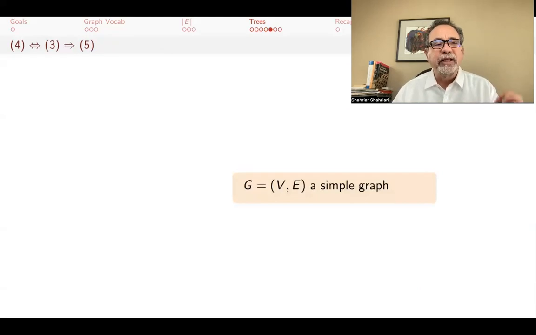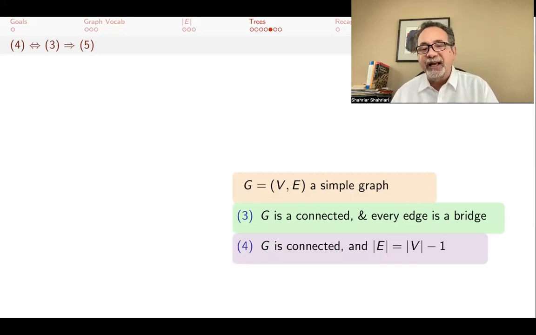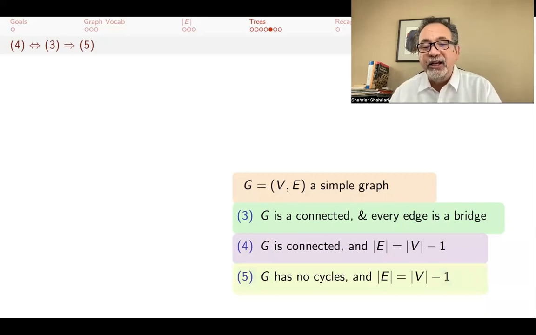Now I want to talk about 4, 3, and 5. So 3 is: G is connected and every edge is a bridge. 4 is: G is connected and the number of edges is 1 less than the number of vertices. And 5 is: G has no cycles and the number of edges is 1 less than the number of vertices. And I'm claiming that we've already proved these.